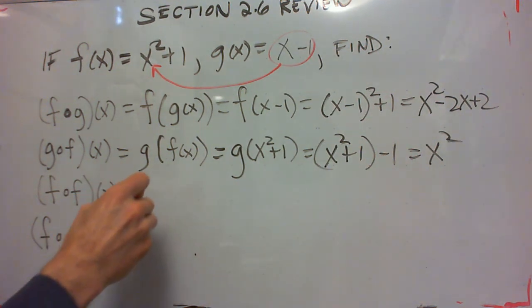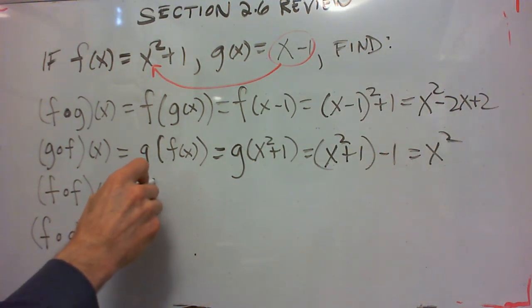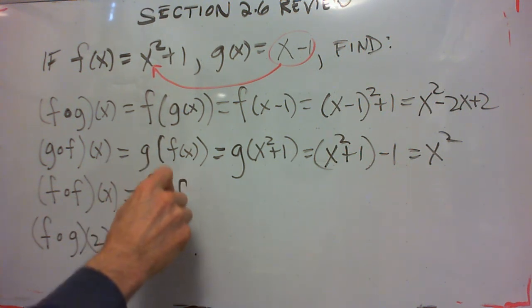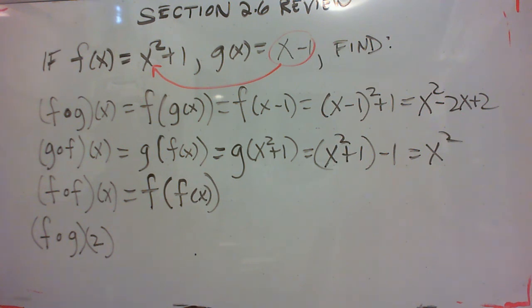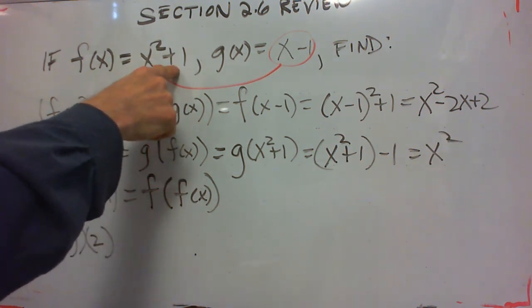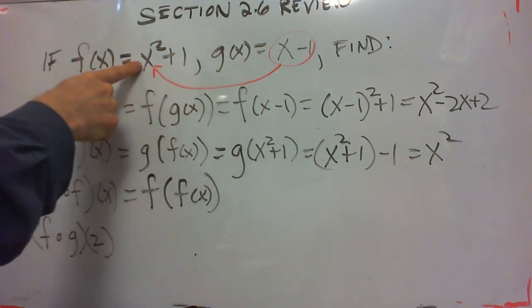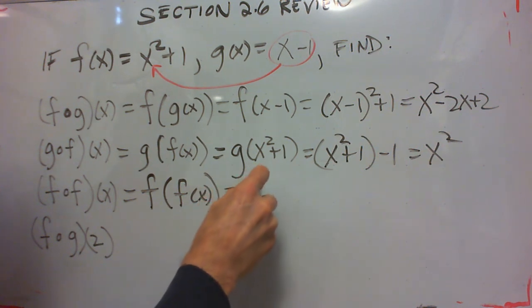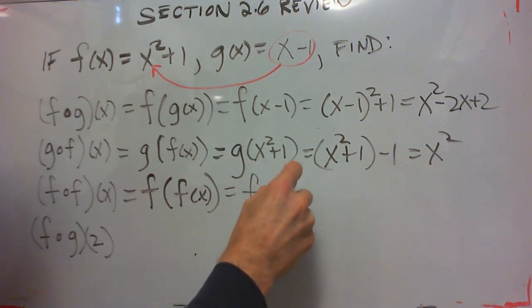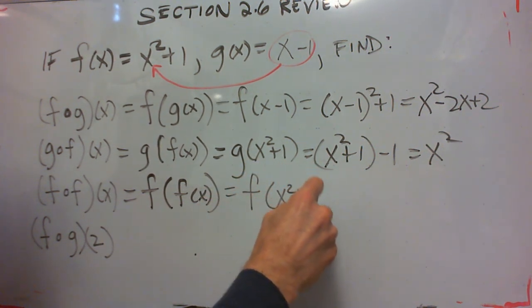Now, f in composition with itself, that's where we're taking f of f of x. Seems kind of weird, but it's the same process. We're taking the whole f of x formula and plugging it in for the x of the f of x formula. So we're finding f of x squared plus 1.